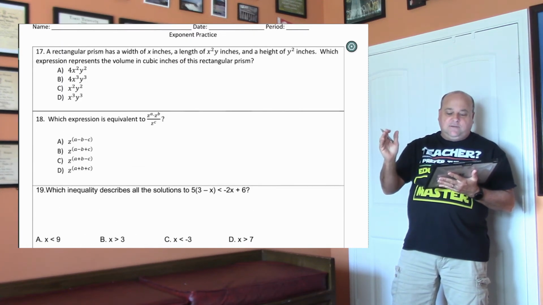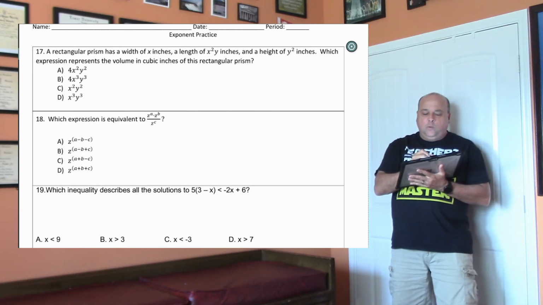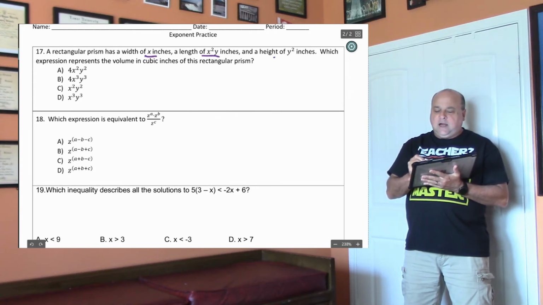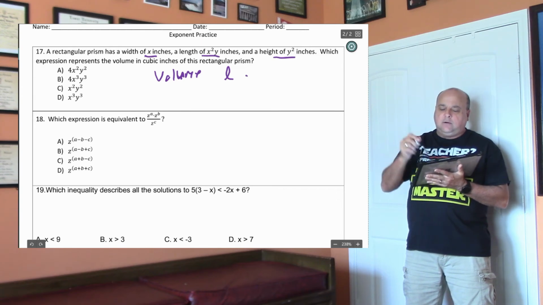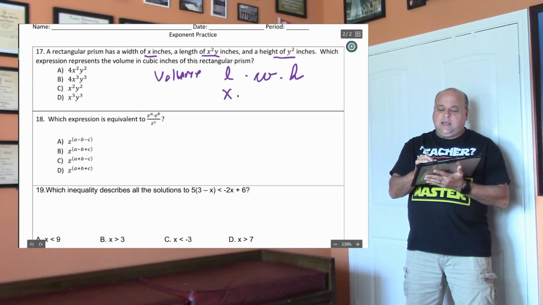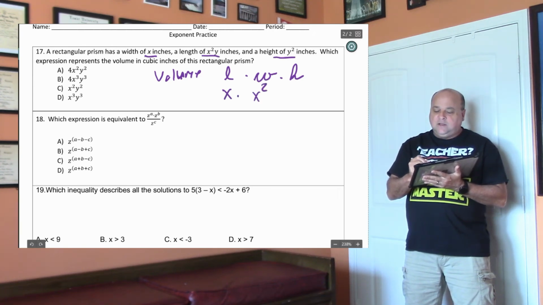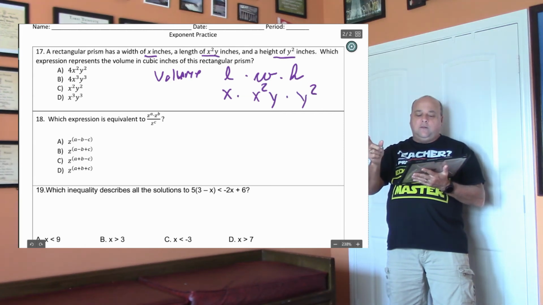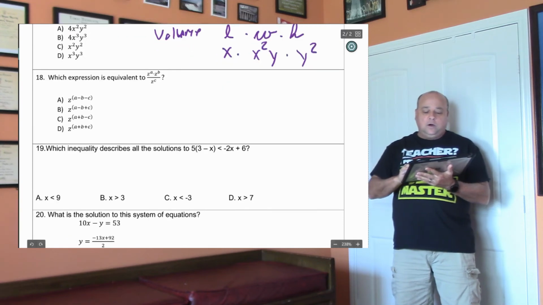Okay, on number 17, we know the width, the length, and the height, okay? The volume is the length times the width. Jiminy crickets, I can't write. Times the width times the height. So the width is x, the length is x squared y, and the height is y squared. You're going to multiply all that together, find out the one that works.